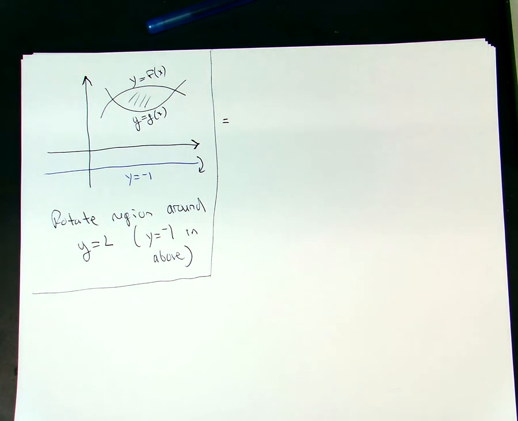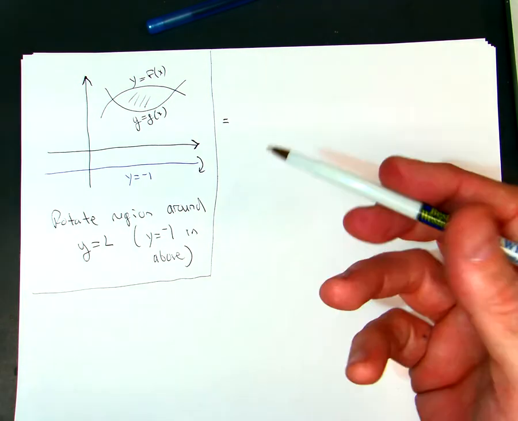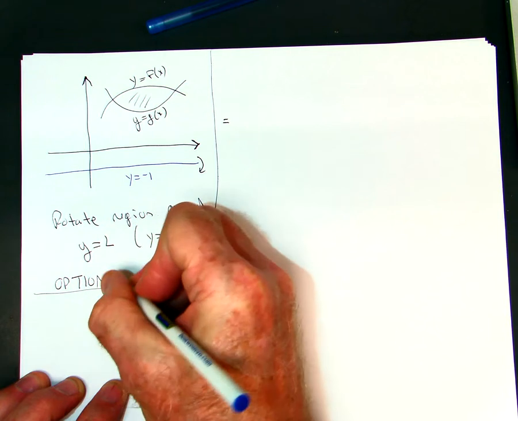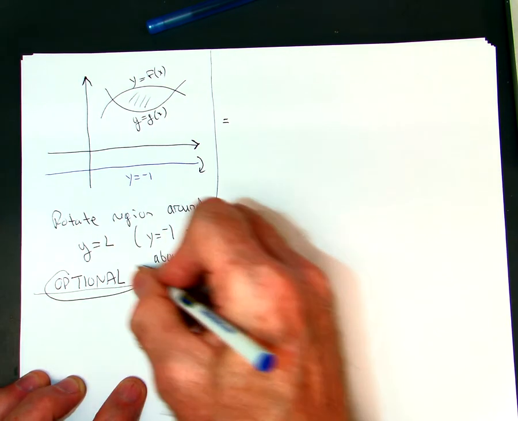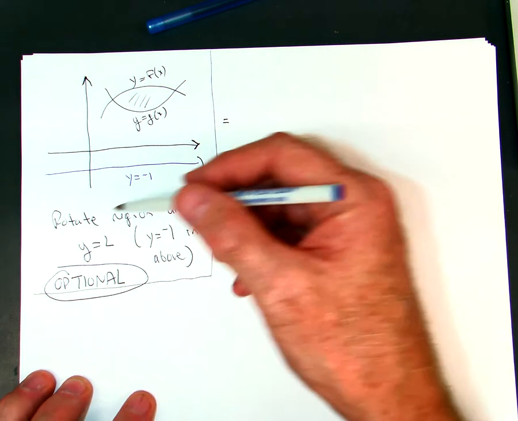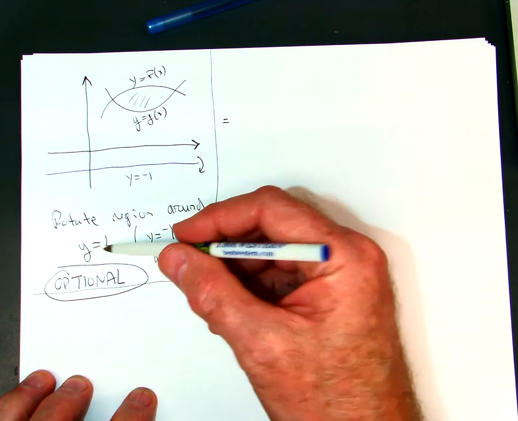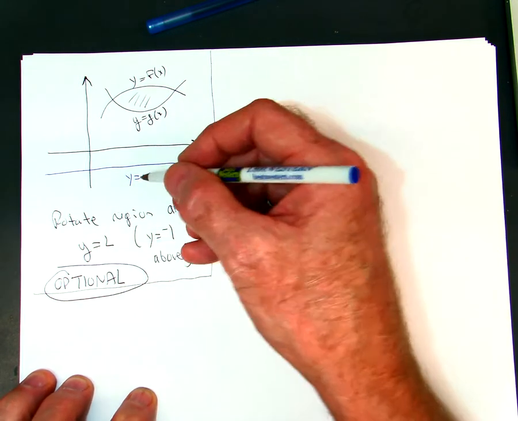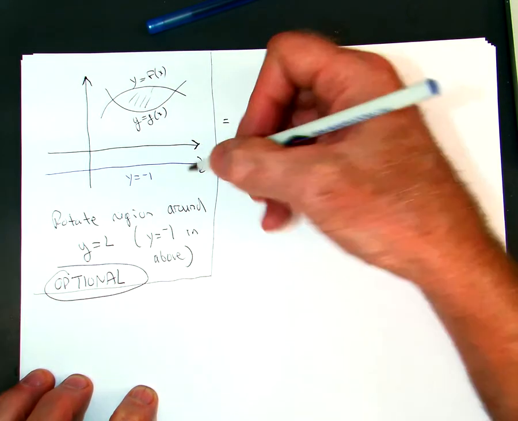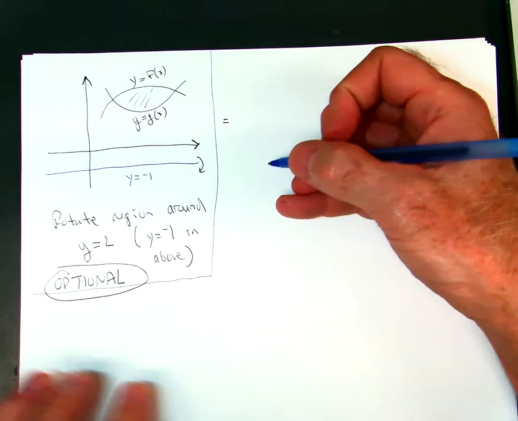Okay, so this is totally optional, but I wanted to present it because it's very similar to what we did in class today, with a little tweak on it. I'm going to rotate a region around the line y equals L, and here I'm using y equals -1 for an example. So we're going to take this region and rotate it around here. I want to show you how to do it.